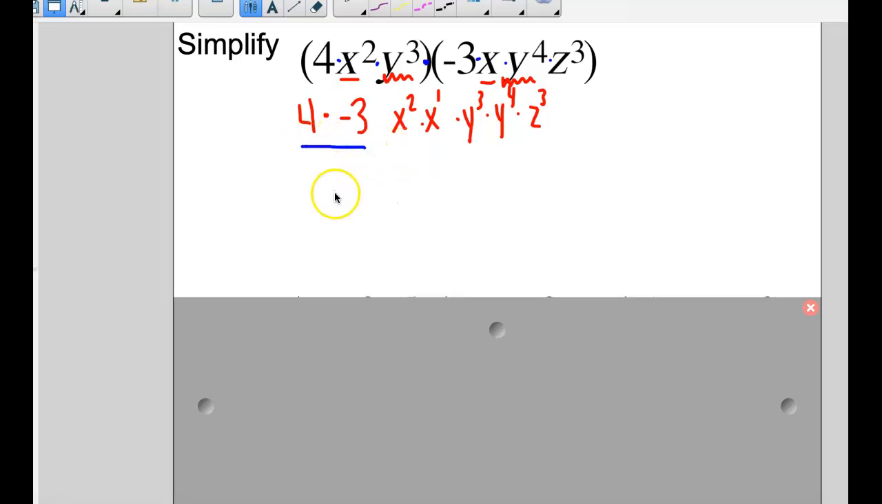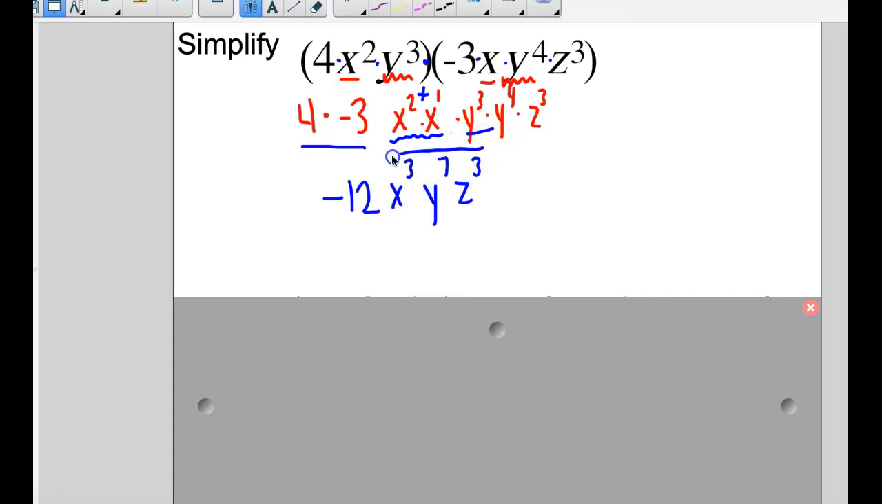Multiply the big numbers. 4 times -3 is -12. X to the 2nd times an x to the 1st. When it's a multiplication problem with the same base, we can add those exponents, x to the 3rd. Same thing is true for my y's, y to the 7th. And then my z, since there's nothing to combine it with, it's just going to be my z to the 3rd.